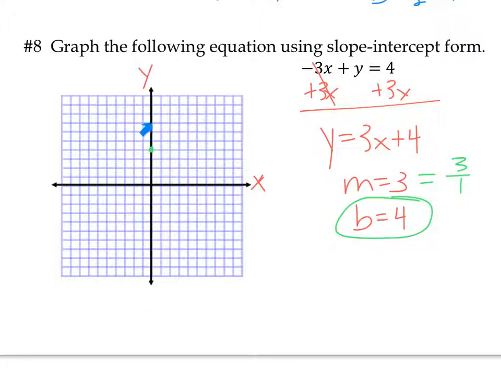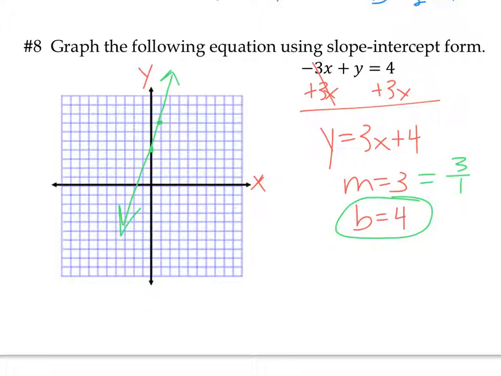And then I'm going to run 1. I'm going to go over 1. And at this point, that's where I'm going to put another point that I know is on my line. Up 3 over 1, and I've got a point right there. And now I could draw my line through those points. I could draw a line that goes through those points, and that would be the graph of the equation y equals 3x plus 4.